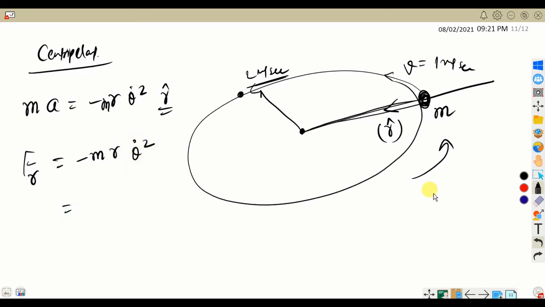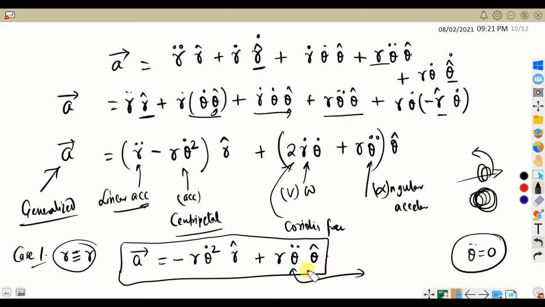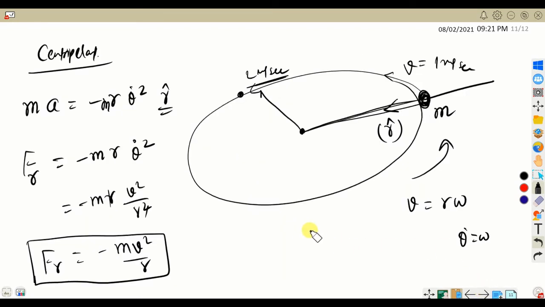And what is theta dot? Theta dot is nothing but omega, since v is equal to r omega. So I can write here m r, omega square is v square by r square. I think you know this formula, m v square by r, and this is your centripetal force. And there is again one force arising, r theta double dot. So r theta double dot is again proportional to angular acceleration, let's say alpha, and if I am multiplying with m, so m r.